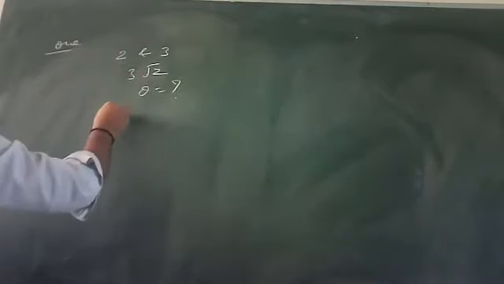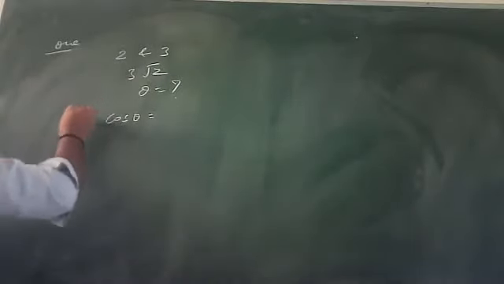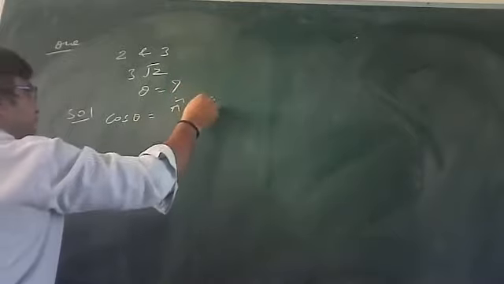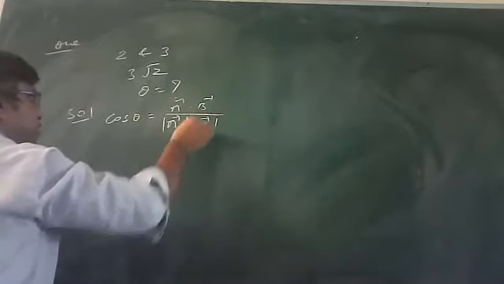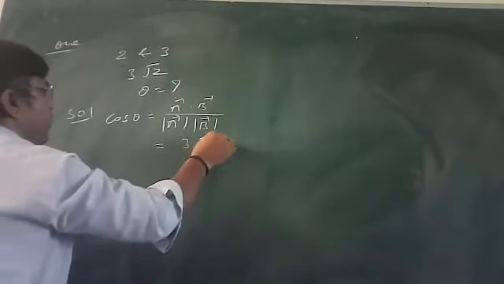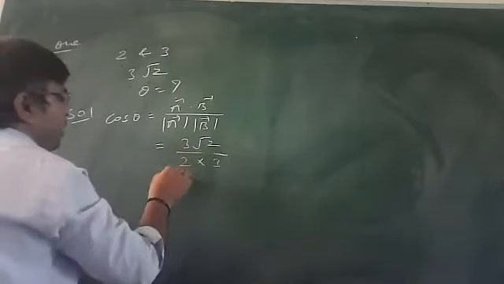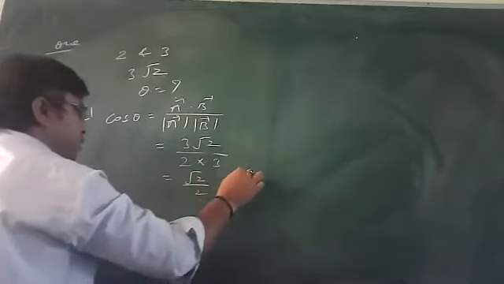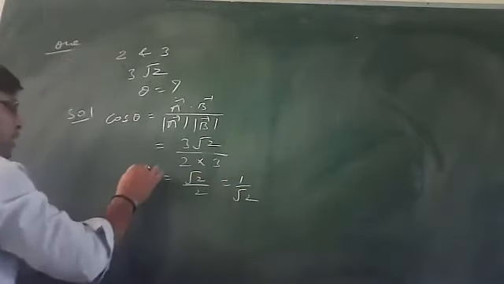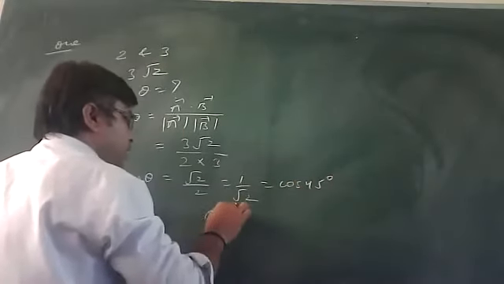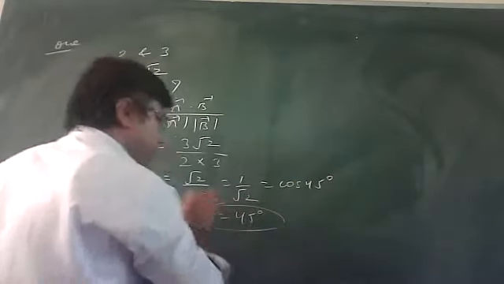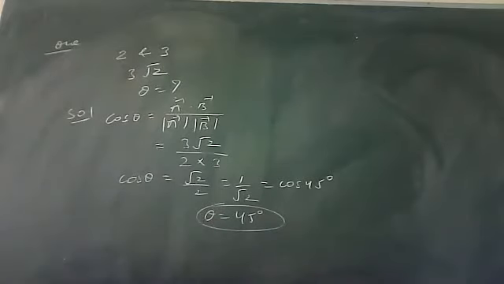Of this question here, see what is to be done. I want to find the value of cos theta, since I need to find only theta. So cos theta is what? That is A dot B divided by modulus of A vector and modulus of B vector. A dot B is given to you as 3 root 2, divided by 2 into 3. You will get root 2 by 2, that is 1 by root 2. It is cos theta, and 1 by root 2 is equal to cos 45. That means theta is 45 degree.